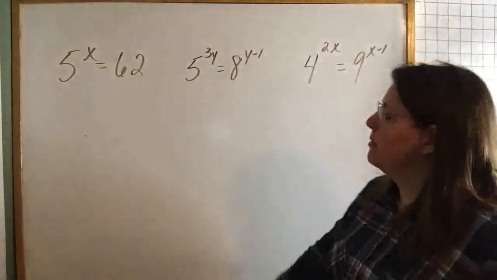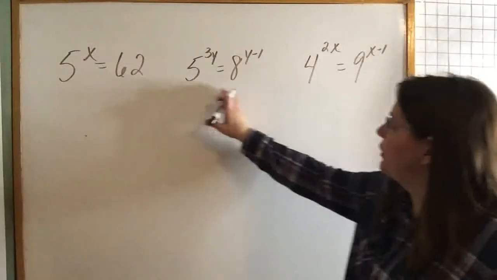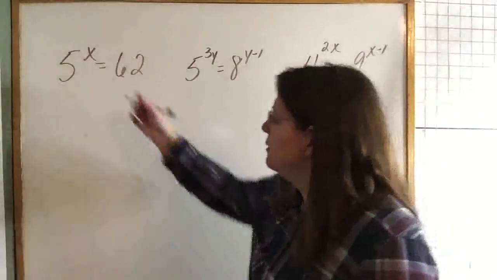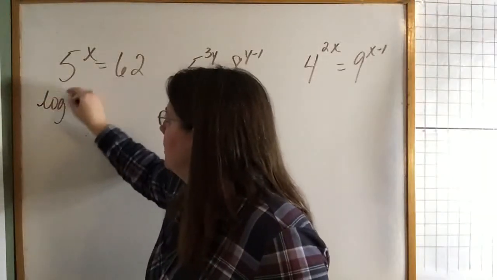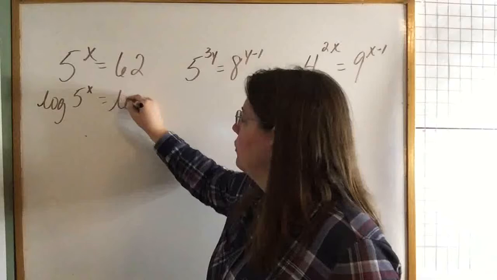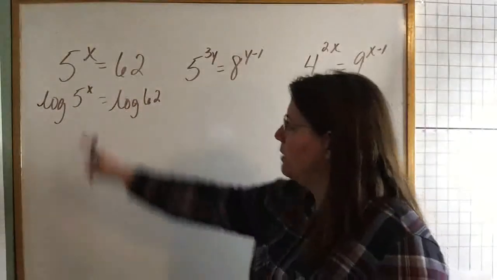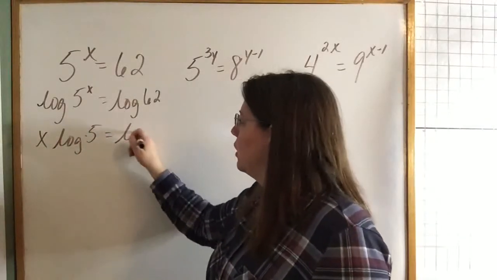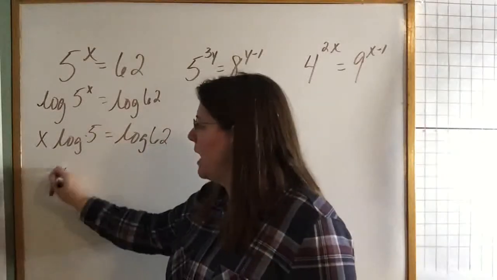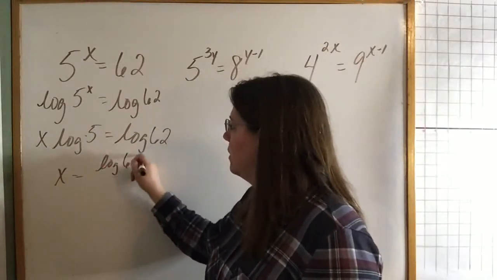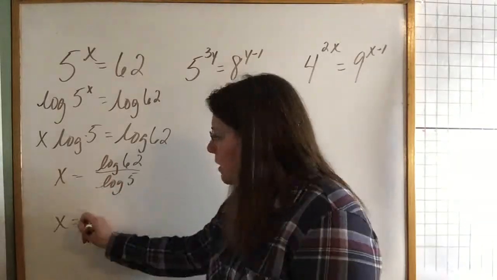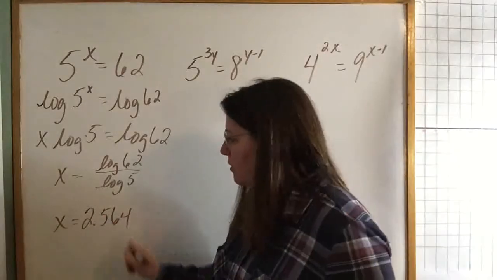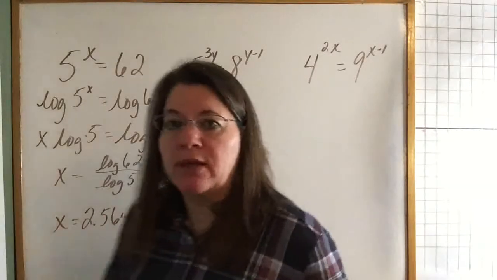So here are a few more problems. There is no way to get the bases the same for any of these. So I'm going to put a log in front of each side and solve it from there. So for this one, I would have log of 5 to the x equals log 62. I'm going to use my properties. x log 5 equals log 62. So x equals log 62 over log 5. And when I put that in my calculator, I get 2.564. Also, you can put it into Desmos as well, either one.